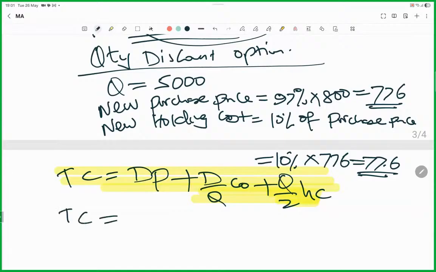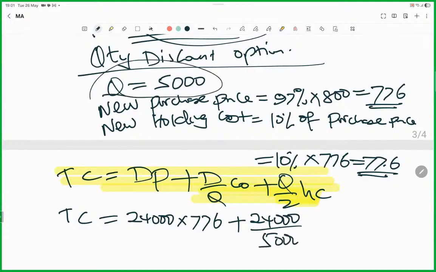So total cost will be equal to annual demand, which remains constant. Annual demand is 24,000 times the price. What is the purchase price? 776 plus annual demand again, 24,000 divided by Q. What is our Q? 5,000, right? Because we are procuring this. So Q is 5,000 times CO, 500, plus Q, 5,000, all over 2 times HC, which is 77.6.